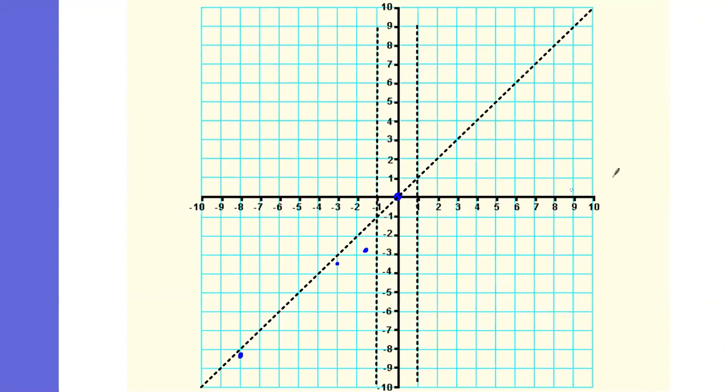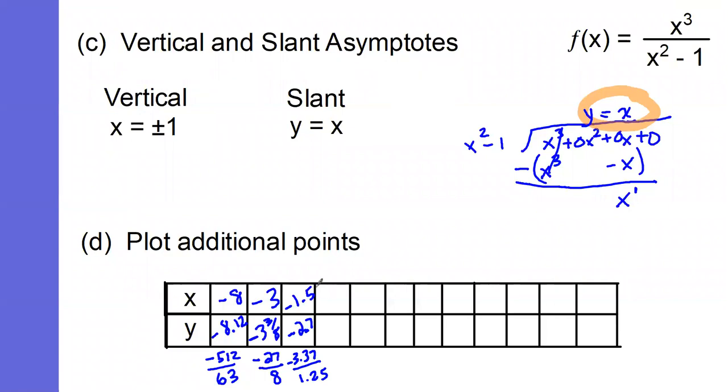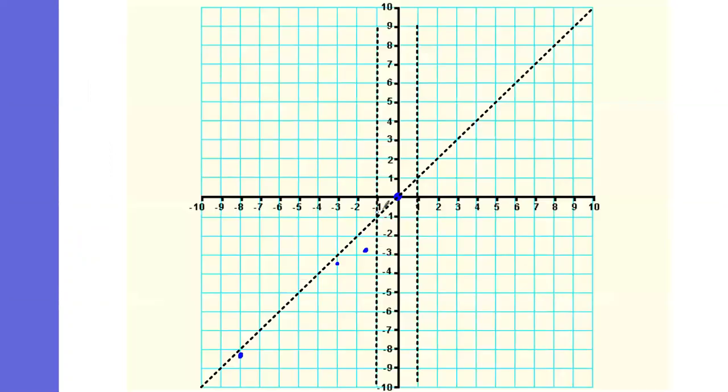All right, let me plug in one more point. It's very close to this negative 1. Let's plug in negative 1.1. If I work out this math, negative 1.1 to the third, take that in your calculator, and then divide it by, group this together in your calculator, negative 1.1 squared minus 1. Make sure you can get this, but if you do it correctly, you should be at about negative 6.3. So at negative 1.1, I'm down here at about negative 6.3.